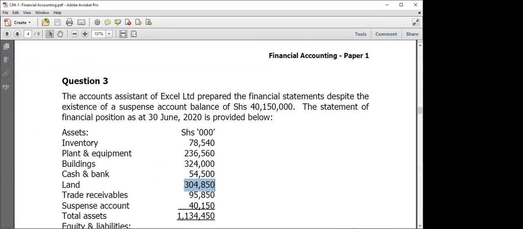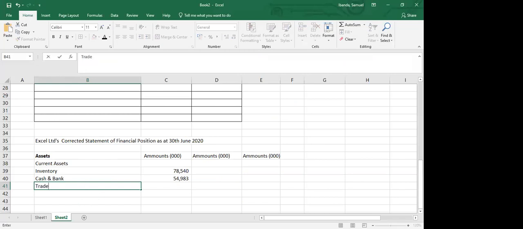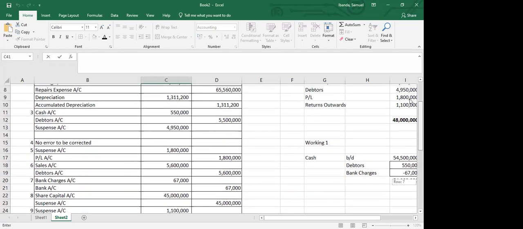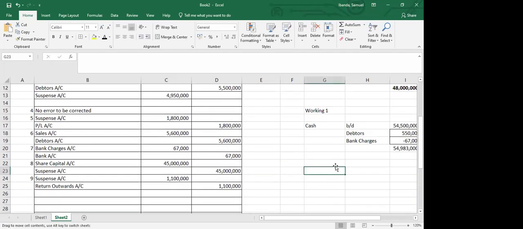So we also have land, but land is not part of this, we are still on the assets. So we have trade receivables of 9,850. So when I go to my question here, I'll write trade receivables. Now, the first value I have is from the other, but my question is, is there anything that affects this? I'm also going to have my working too, because there is something that affects my trade receivables in the errors. So working two, these are trade receivables.